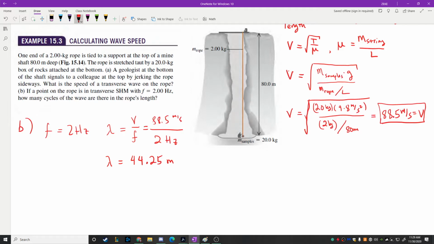And then to find how many cycles, which is one wavelength, are there in the length of the rope, we would just take the length of the rope and divide by the wavelength. So we'd end up getting, it's almost 2, but not quite. It's about 1.8 cycles. Okay, pretty easy.